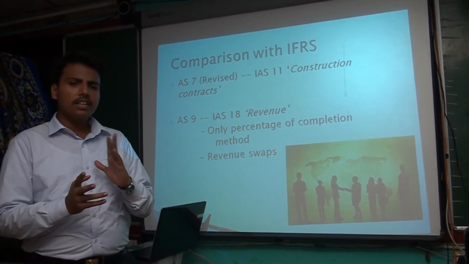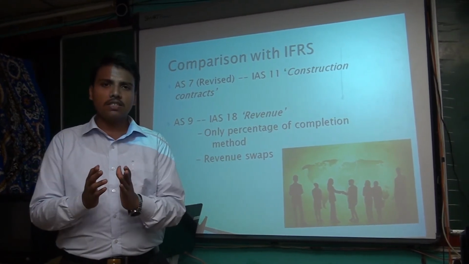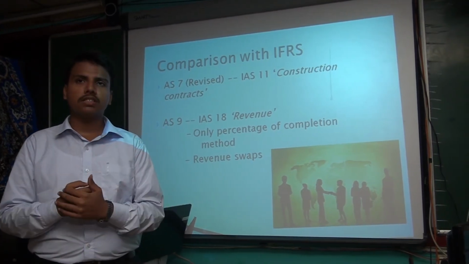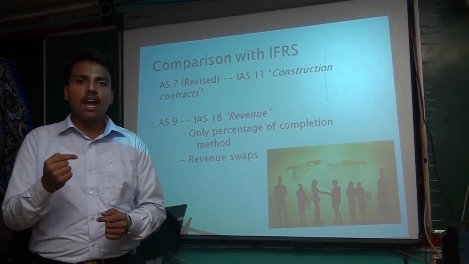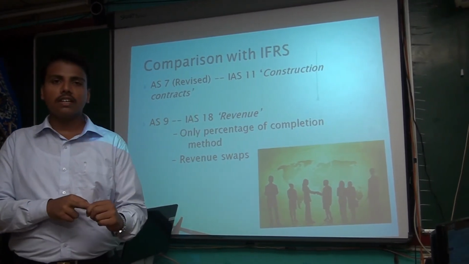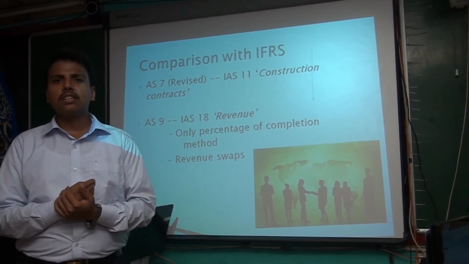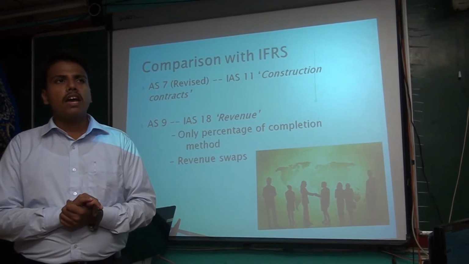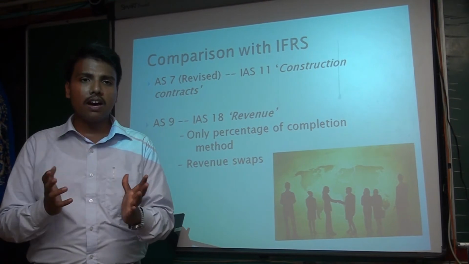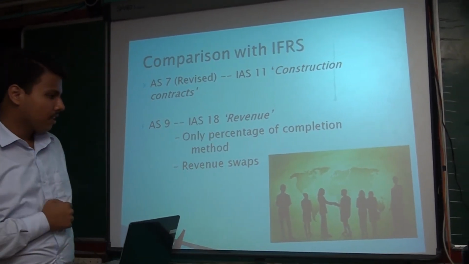IAS 18, there are typically two standard differences. As we have already discussed, in case of services, AS 9 prescribes two methods for determining the stage of completion: the proportionate completion method and the completed service contract method. The second one is not recognized in IAS 18. Another difference in the standards is that IAS 18 speaks about revenue swaps. It's something like barter. This concept is not endorsed in our standard AS 9.